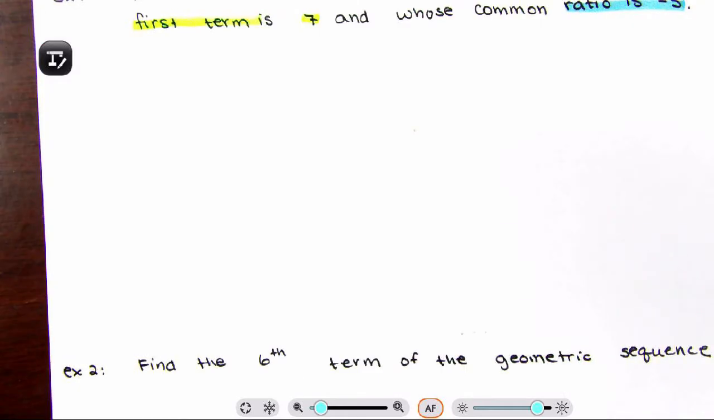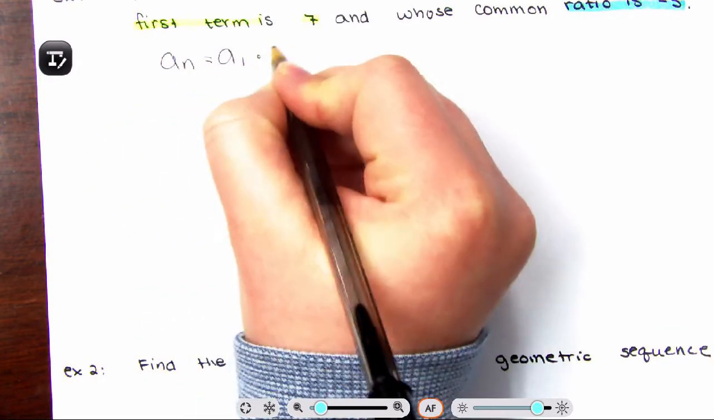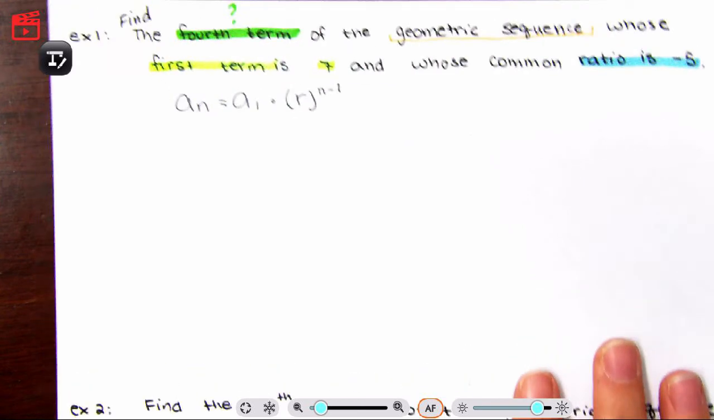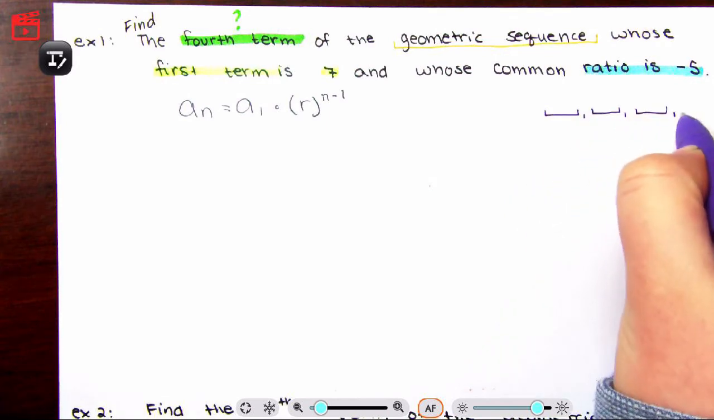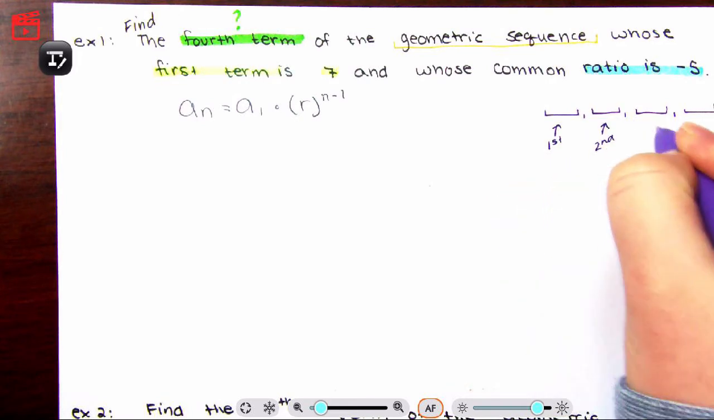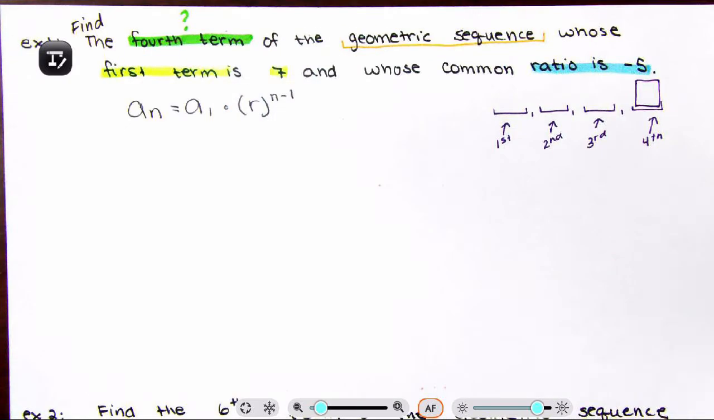All right, so we're going to write down the formula. a sub n is equal to a sub 1 times r to the n minus 1 power. The reason I'm writing this formula down is because we want to know what the 4th term is, the term in the 4th position. So here's 1, 2, 3, 4. In the first position, we need the 2nd term, 3rd term, 4th term. That's what we want. We don't know what that is. However, we do know that the first term is 7, and that our common ratio, what we're multiplying by, our pattern is -5.